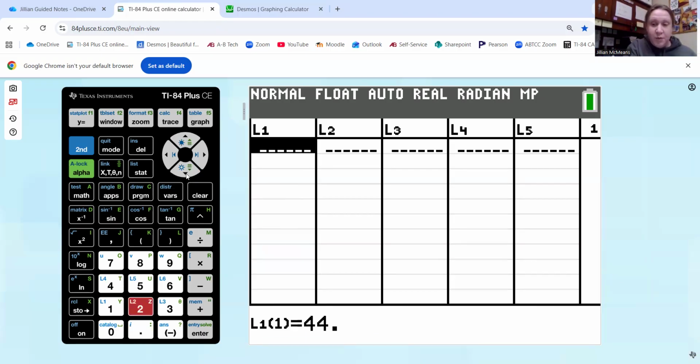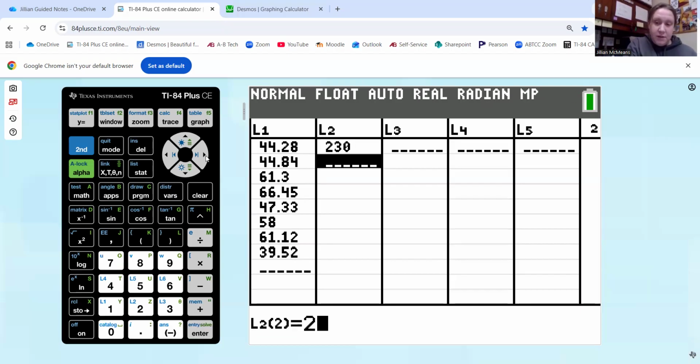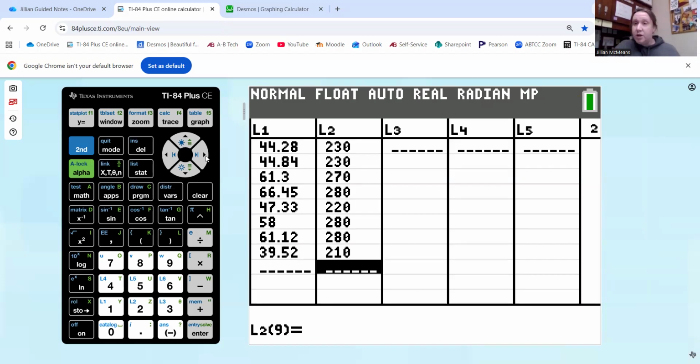So we have 44.28, 44.84, 61.3, 66.45, 47.33, 58, 61.12, 39.52. Hopefully that did it. All right, so now we need to type in the calories. So 230, 230, 270, 280, 220, 280, 280, and 210. Okay, quadruple check your numbers, because if you type like I type, you have to do it multiple times. Okay, so I think we're good.